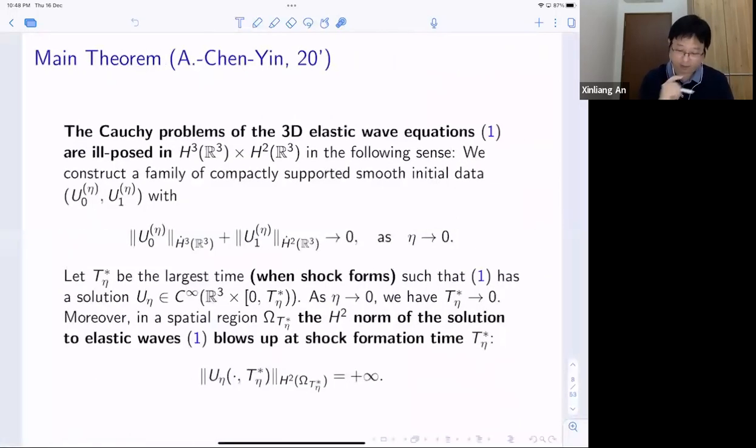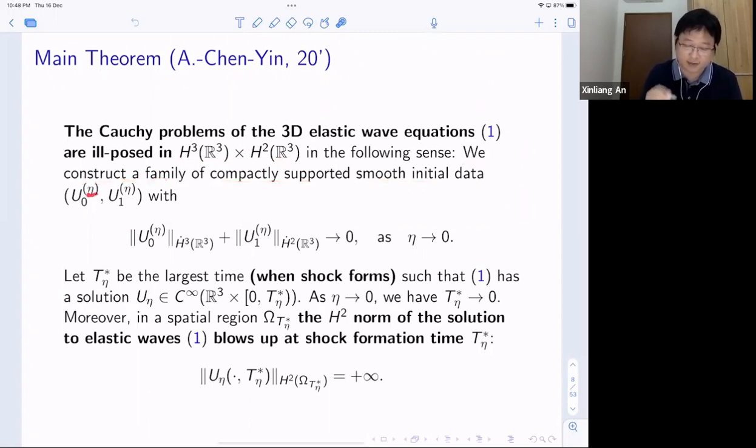So what would be the result? If we consider the 3D elastic wave equation, we can show that this equation will be ill-posed in H3 cross H2. Note that for Lindblad's counterexample, because we are using the second form, not with an additional derivative, for the single wave equation Lindblad's counterexample is also at the H3 level. So all the results stated in this talk will be consistent with each other. We generalize Lindblad's result to the system. We construct a family of compactly supported smooth initial data.